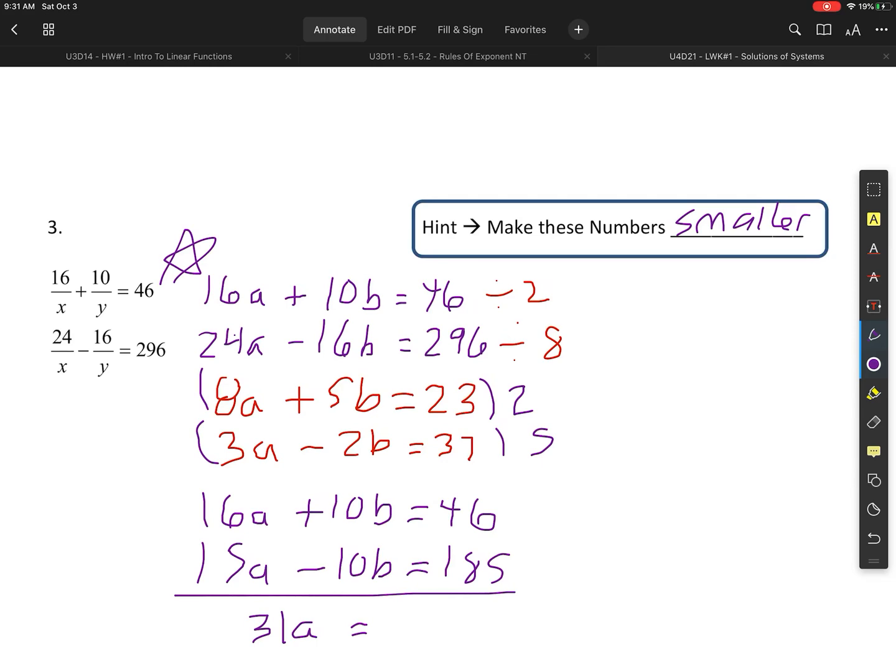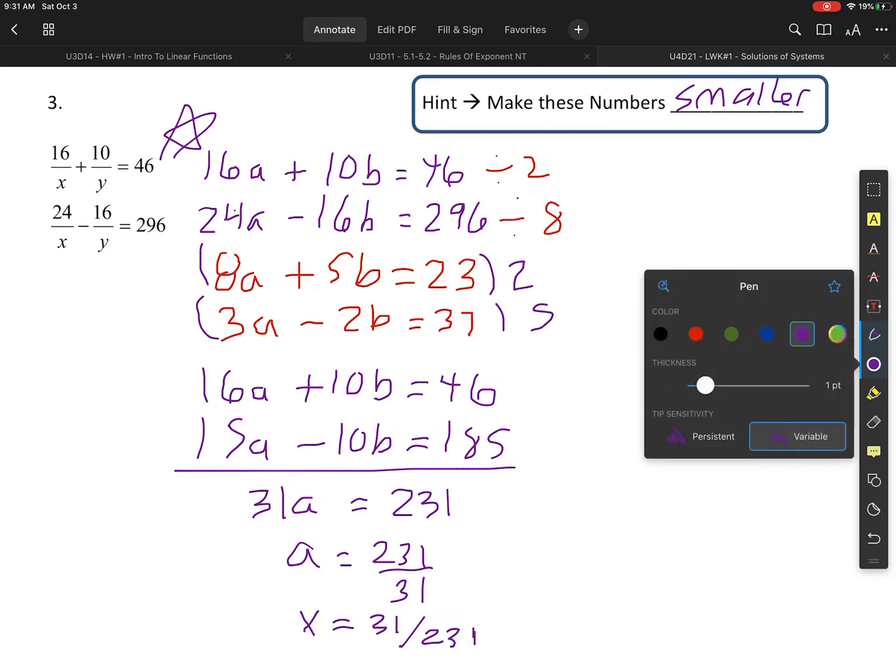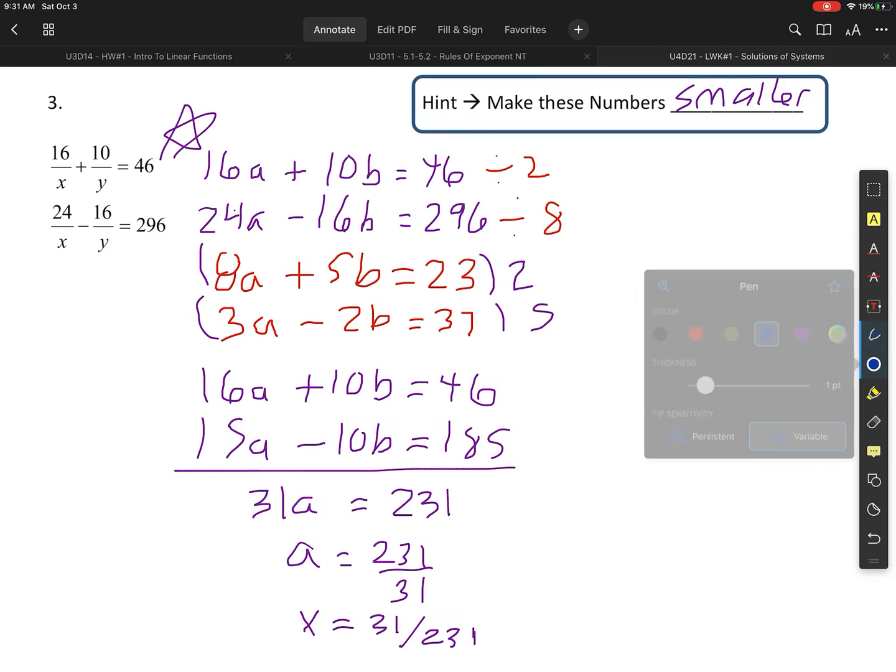31a equals 231. A equals 231 over 31, which means that x equals 31 over 231. Just remember, we got that reciprocal. We flip it around. All right. Do I want to plug in 231 over 31? Absolutely not. So I'm going to do my double solve method.